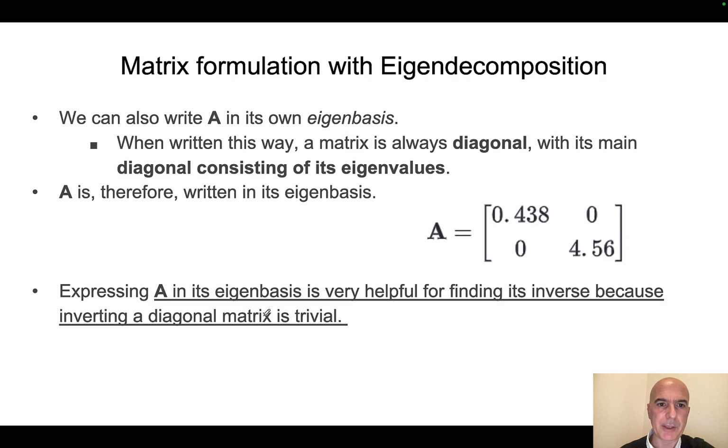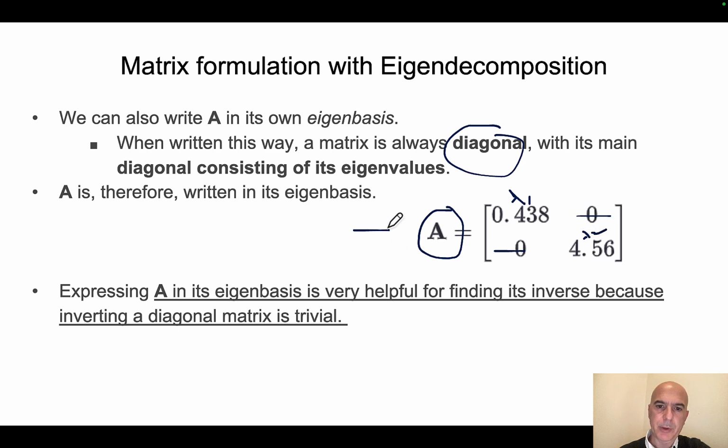We can also write A in its own eigenbasis. When using the eigenbasis to formulate a matrix, it is always diagonal, and that's beautiful, right? A diagonal matrix means that its main diagonal consists of its eigenvalues, and off the diagonal everything is 0. So we can write A in terms of the eigenbasis. On the diagonal we have lambda 1 and lambda 2, and then we have 0.